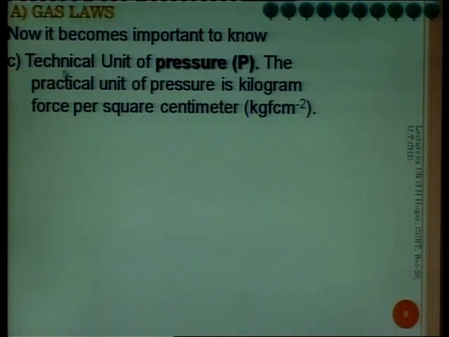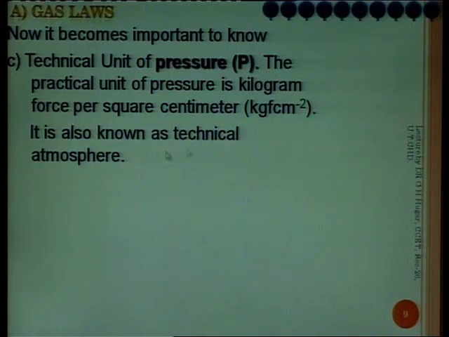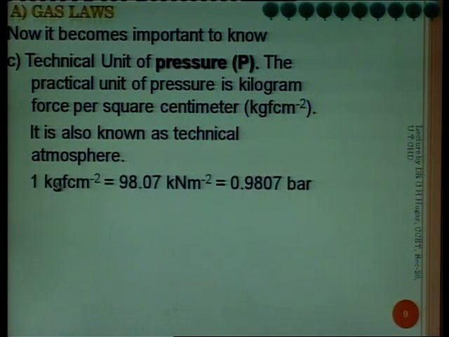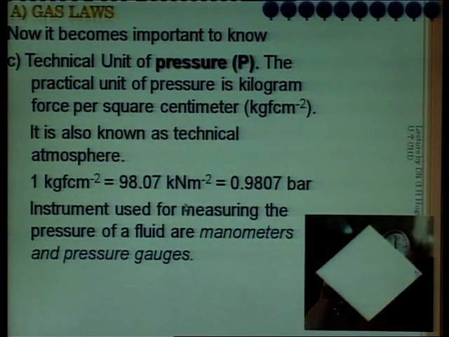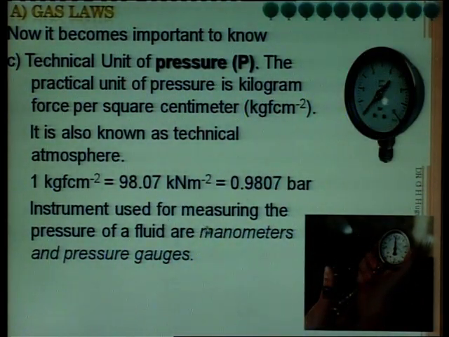Now, it is important to note the technical unit of pressure. For practical purposes, pressure is expressed in kilogram force per square centimeter. It is known as a technical atmosphere. 1 kilogram force per square centimeter is equal to 98.07 kilonewton per square meter or 0.9807 bars. These are the conversion terms, and the instruments we use for the measurement of pressure are manometers or pressure gauges.